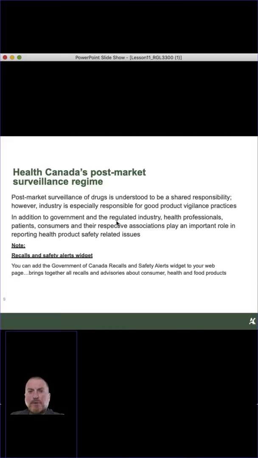Now, it's understood that post-market surveillance in the area of drugs, pharmacovigilance, is a shared responsibility between the government and industry, with industry taking a major role in that activity. And of course, the health practitioners play a major role, and so does the public. These warnings or concerns about drugs can come from multiple sources. But the obvious ones are the companies themselves, doctors, nurses, pharmacists, and things like that, okay?